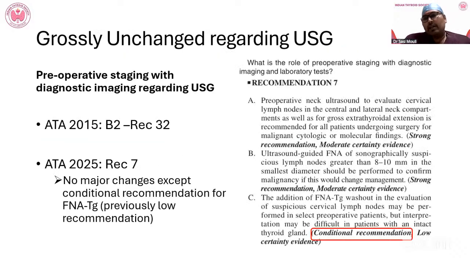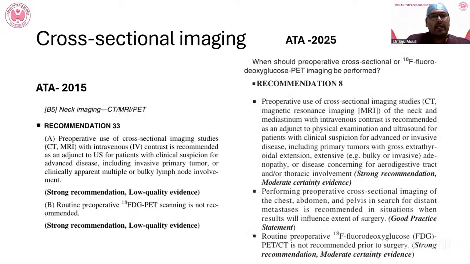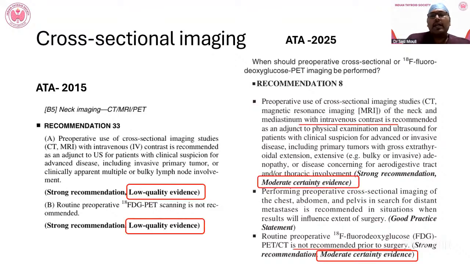Now, coming to evaluation and imaging, there's not much difference on ultrasound, except that FNA TG with the lymph node has been made a conditional recommendation. In cross-sectional imaging also, there's not much of a difference, only that we have to know that IV contrast can be given for these patients if required. And this has now become a moderate certainty evidence.